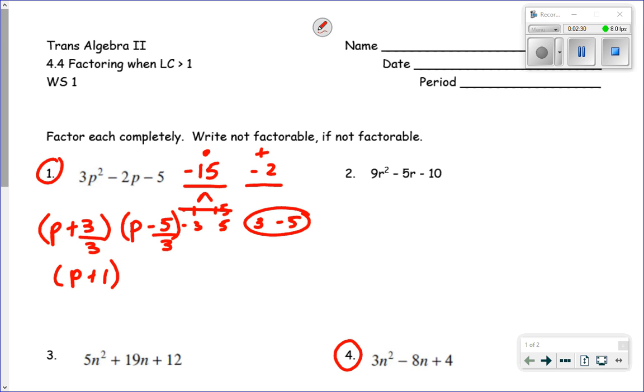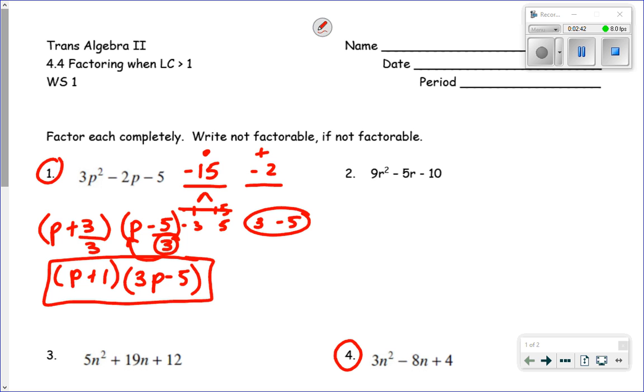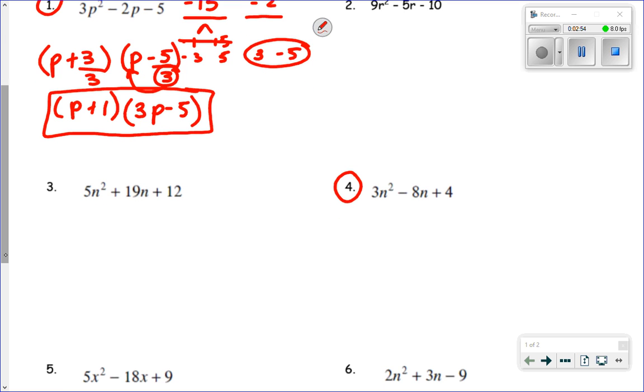So what did we do last week with our denominator? We circled it and we kicked it out front. So this is going to be 3p minus 5. And that is my answer. Okay, so the process, nothing changed except for at the end when you have to divide. We're not dividing by 1 anymore. We're dividing by whatever that leading number is. And then if we have to reduce, we reduce.